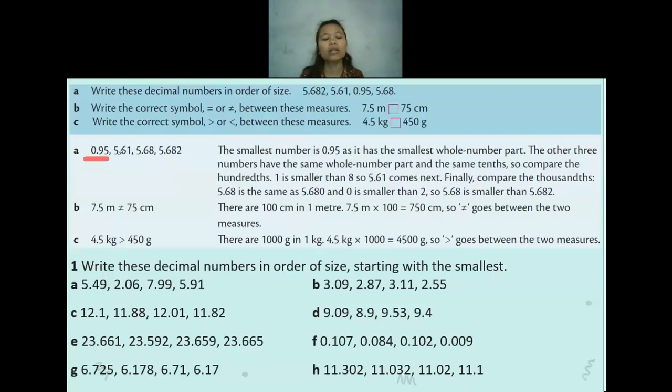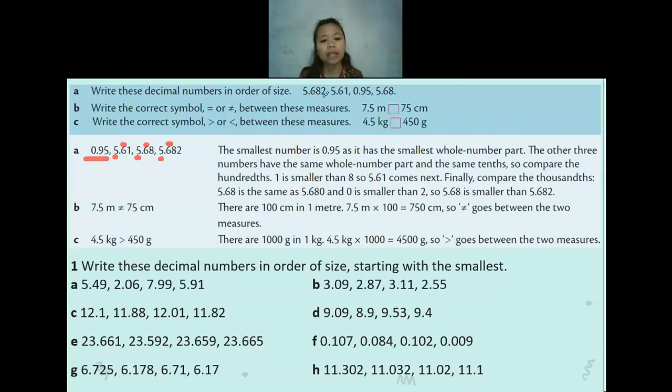When all the ones units are already equal, you can compare the digit in the tenths place. So on the tenths place, the three of them are the same. They all have 6 in the tenths place. After that, you go to the hundredths place.